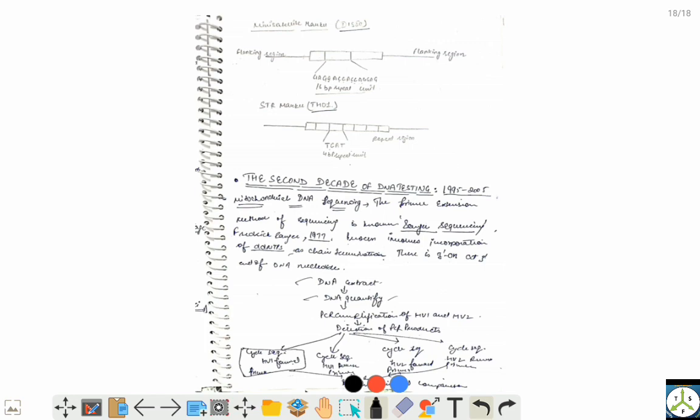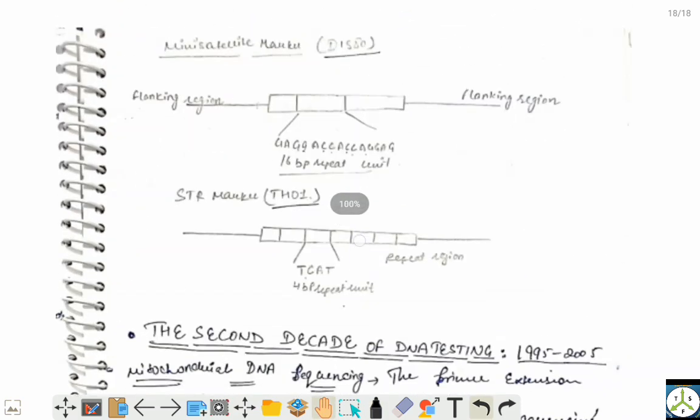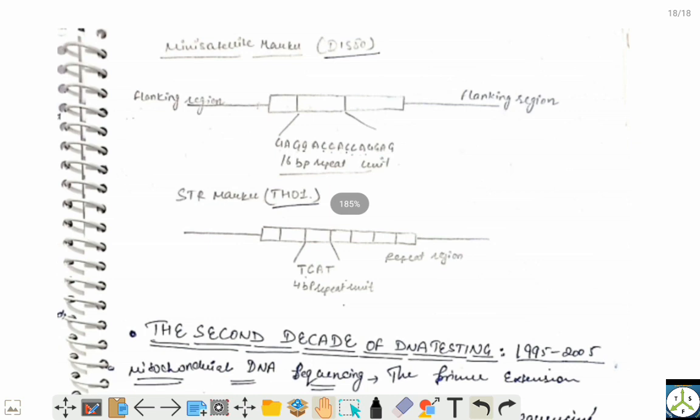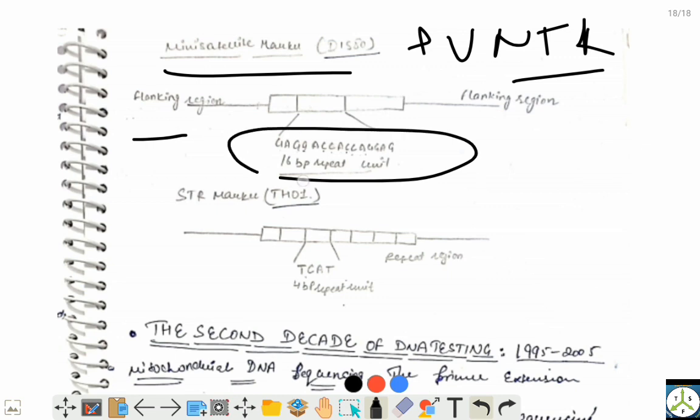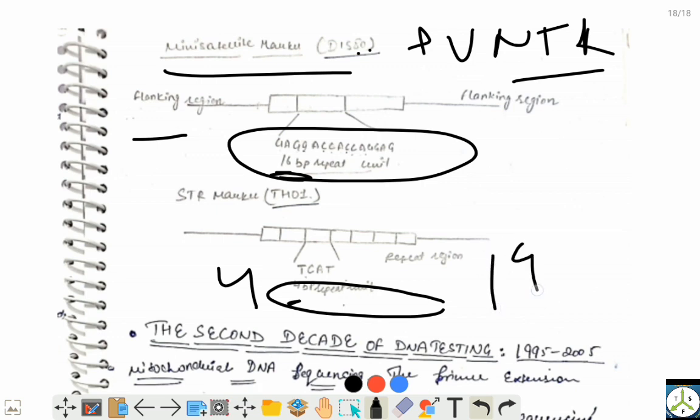So this is the structure representing the STR marker or VNTR marker. This is the minisatellite, that is the VNTR, D1S80. This is the flanking region. This is the sequence of this marker. And this is TH01, with only 4 base pair repeats. This is the 16 base pair, and this is only 4 base pair. Okay, TH01. Clear?